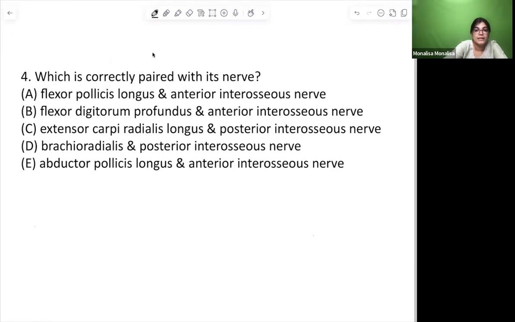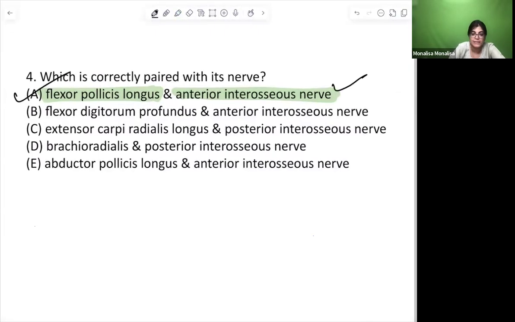Akshay, A. And Janu. Okay. And Josie. Yeah, now I am getting the right answer. Joel, yes, A is the right answer, the most correct. So we know that flexor pollicis longus is the deep muscle of the forearm and its innervation is via the anterior interosseous nerve. This is the most correct answer.